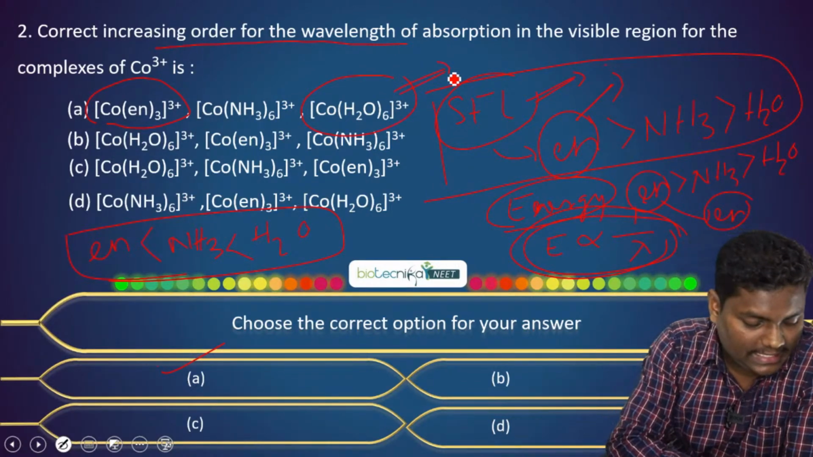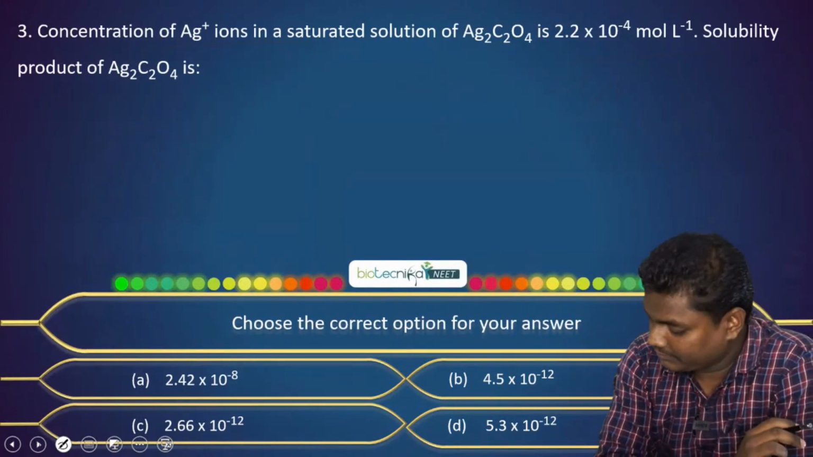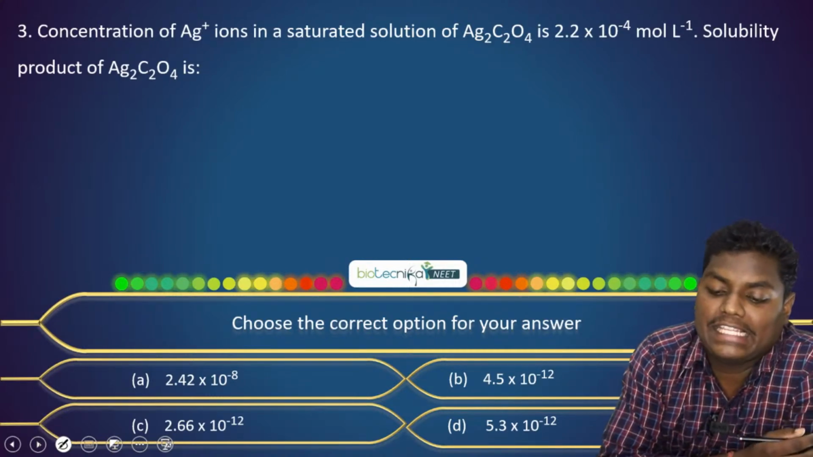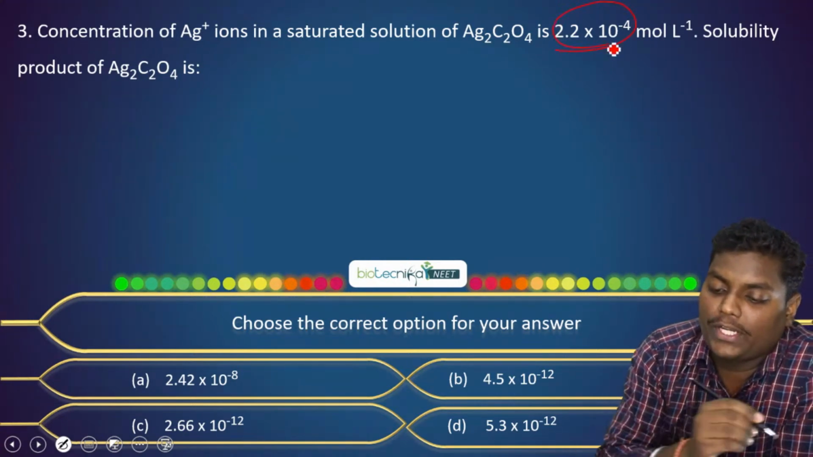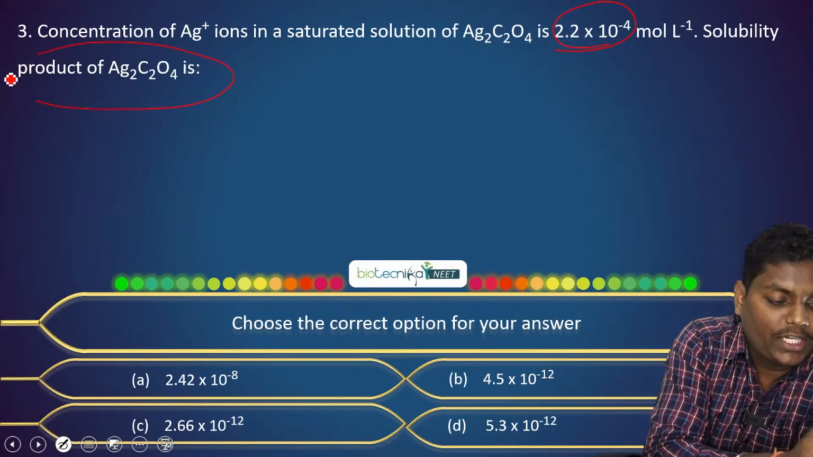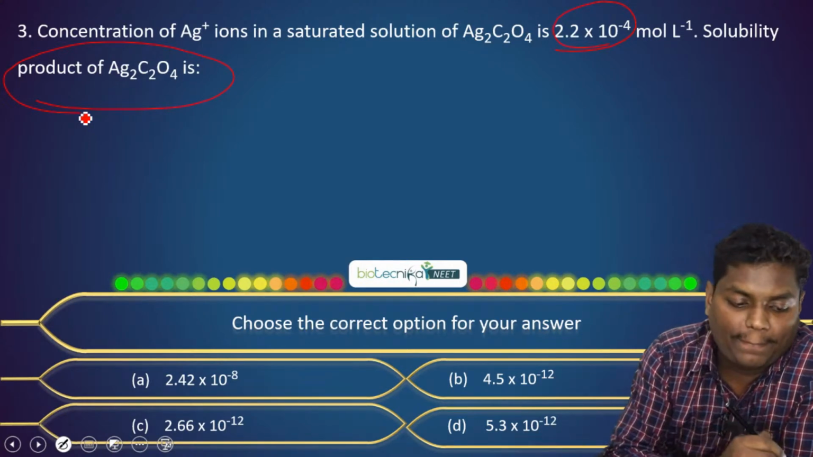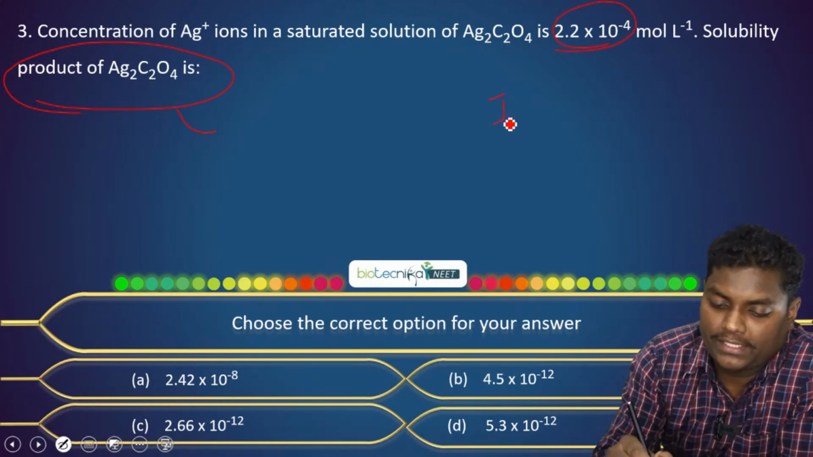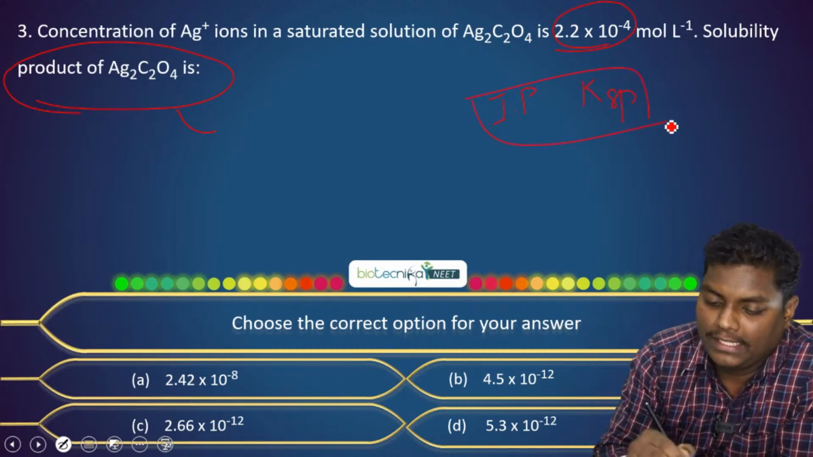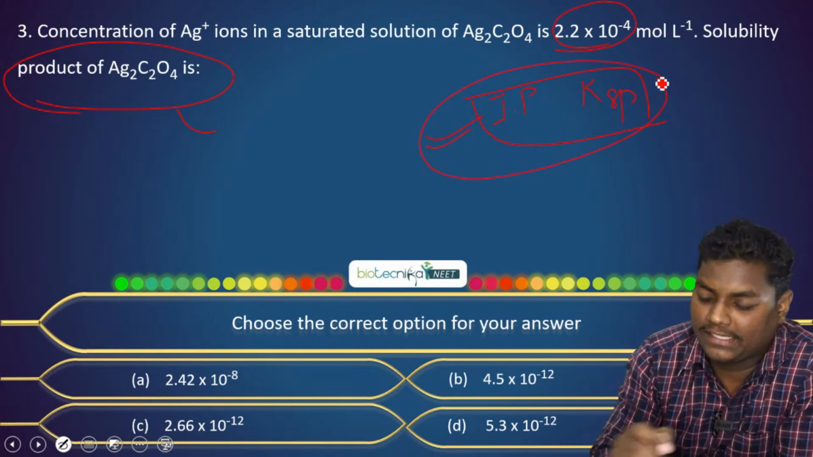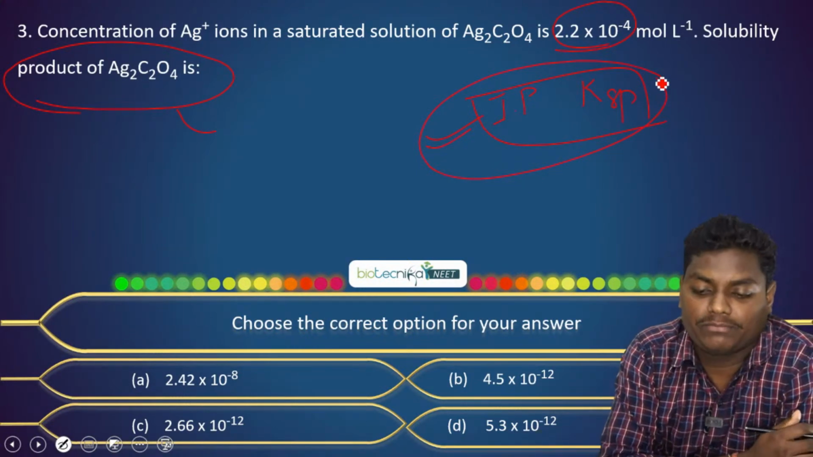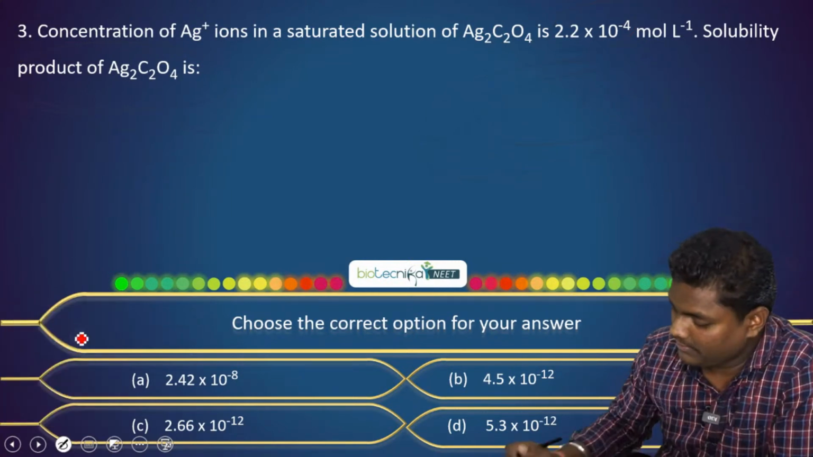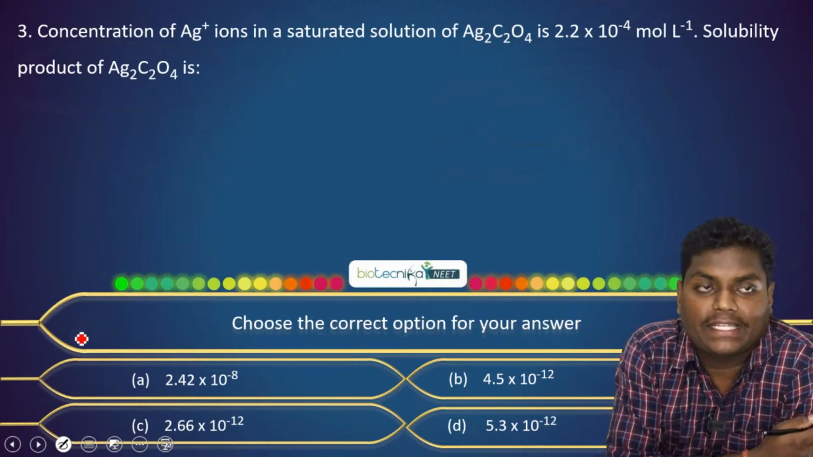Okay. Let's move to the next question. The next question is, the concentration of silver plus ions in a saturated solution of Ag2C2O4 is 2.2 into 10 to the power minus 4 moles per liter. What is the solubility product of this? Try to solve this question. These are very important concepts: ionic product, KSP solubility product. In various questions, you get a mixed concept of this. So you should keep practicing these questions. Try solving these questions with me so that you can understand how the approach needs to be taken. Okay, I'll wait for a couple of seconds.